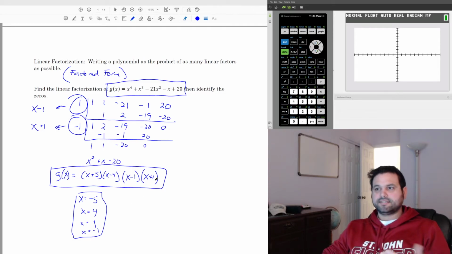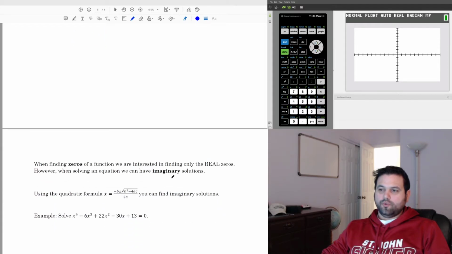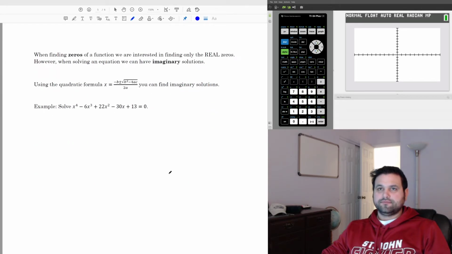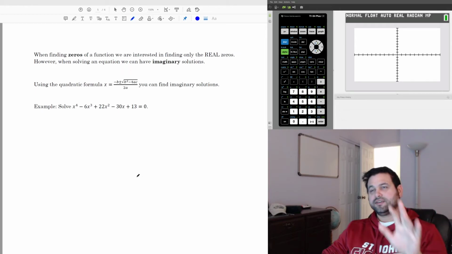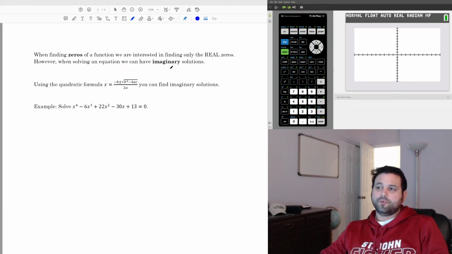Okay? That's linear factorization. So when we are finding zeros, we're essentially finding x-intercepts, which means we want to know when it crosses the x-axis, right? However, we know that we can have a function that doesn't necessarily cross the x-axis anywhere, but we could still solve it using imaginary roots. So when we're solving equations, we are interested in the imaginary solutions. So we will need to find those imaginary solutions. We'll do that using the quadratic formula.